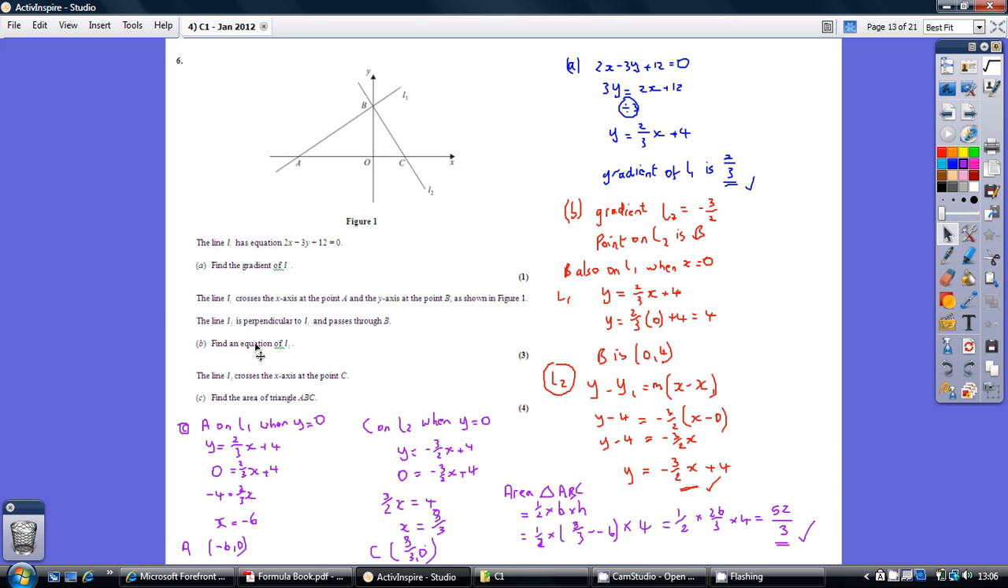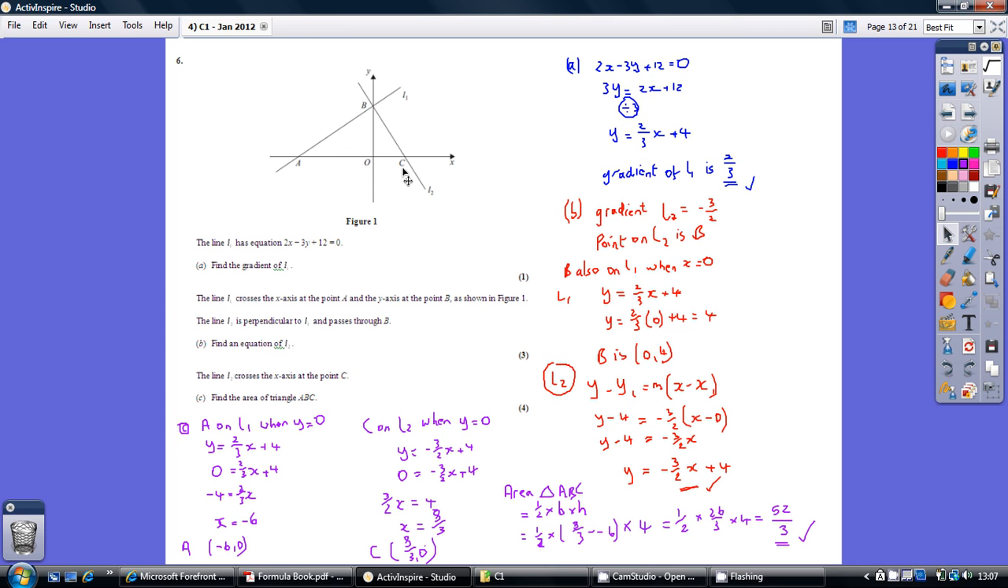Now for B, we've got to find an equation for L2. Now we're going to want to use the big formula, y minus y1 equals m(x minus x1). So we're going to need to know two things. We're going to need to know the gradient and a point on the line. So gradient's simple enough. Because it's the perpendicular line, we just look at the gradient of L1 and swap it over, change the sign, so that becomes minus 3 over 2.